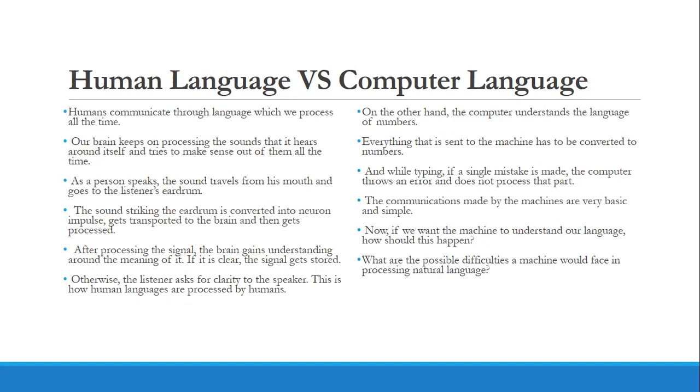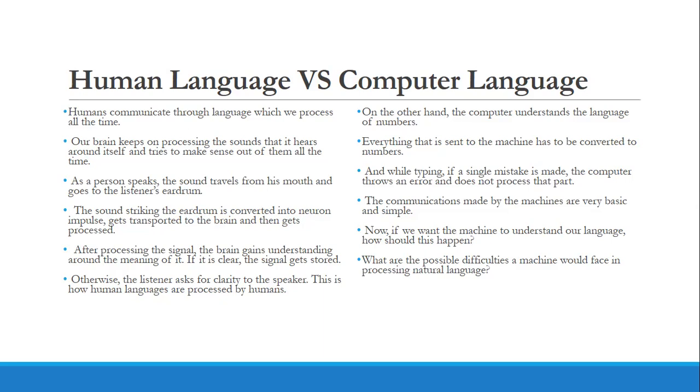all the time. As a person speaks, the sound travels from his mouth and goes to the listener's eardrum. The sound striking the eardrum is converted into neuron impulse, gets transported to the brain, and then gets processed. After processing the signal, the brain gains understanding around the meaning of it. If it is clear, the signal gets stored. Otherwise, the listener asks for clarity from the speaker. This is how human languages are processed by our brain.